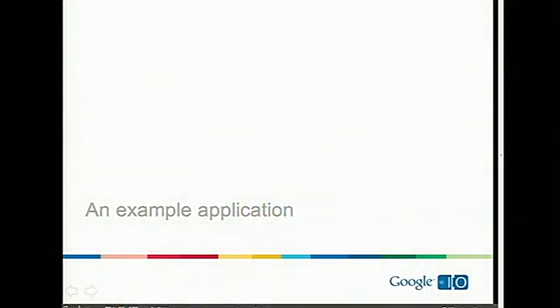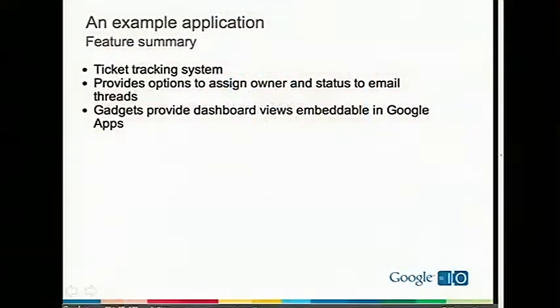So I've talked a lot about these different API calls, where these things work, and you haven't seen an example. So let's see an example application that I wrote. This is called TickTrack. It's a ticket tracking system, and it allows you to basically create a ticket queue and assign owners and statuses to email messages that come in, which are basically the tickets in this system.